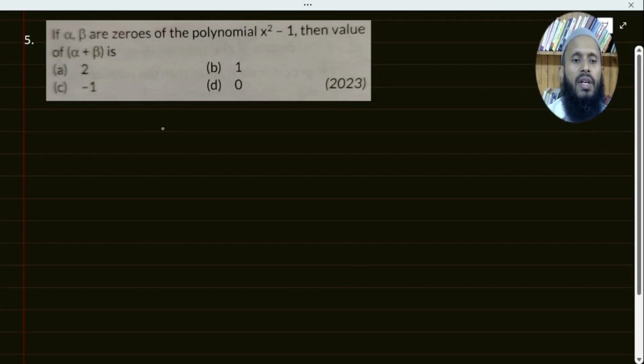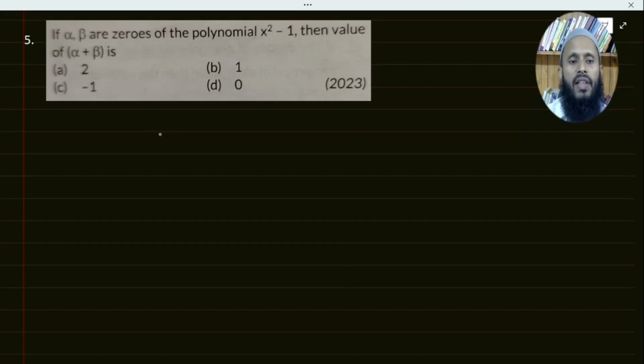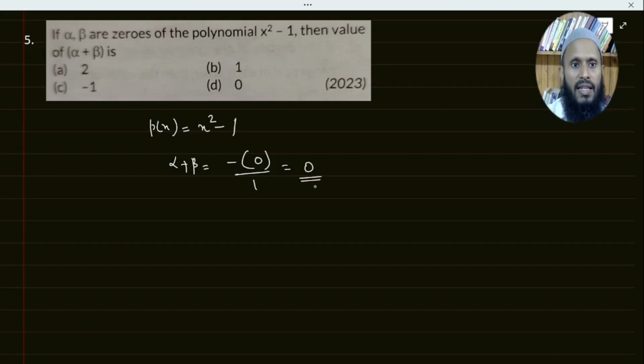This is the last question. If alpha and beta are zeros of the polynomial x square minus 1, then value of alpha plus beta is. So here the polynomial is p of x equal to x square minus 1. Now alpha plus beta, as we have already learned, is equal to minus of coefficient of x, which in this case will be 0, divided by coefficient of x square, which is 1. So alpha plus beta is nothing but 0. So we can directly write the answer. Yes, we got the answer, option D.